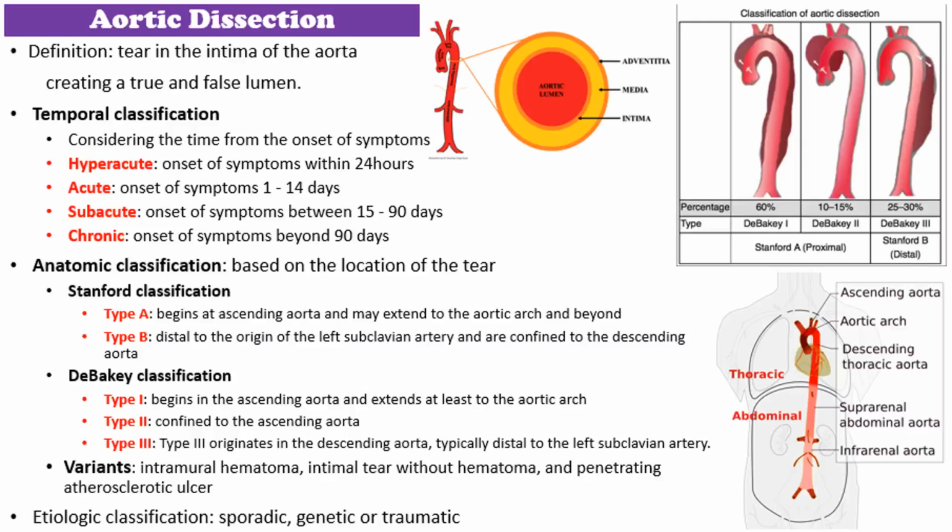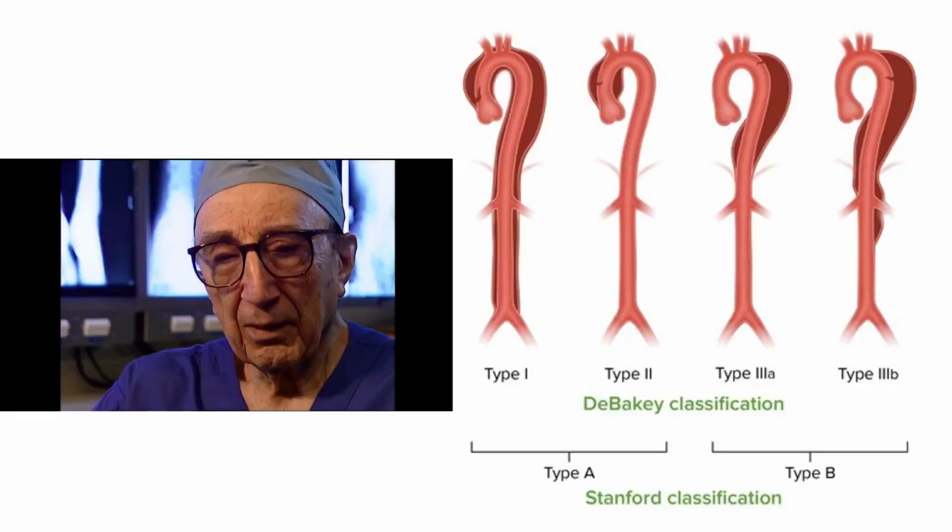The DeBakey classification further categorizes aortic dissections into Type 1, 2, and 3. Type 1 begins in the ascending aorta and extends at least to the aortic arch, Type 2 is confined to the ascending aorta, and Type 3 originates in the descending aorta, typically distal to the left subclavian artery.